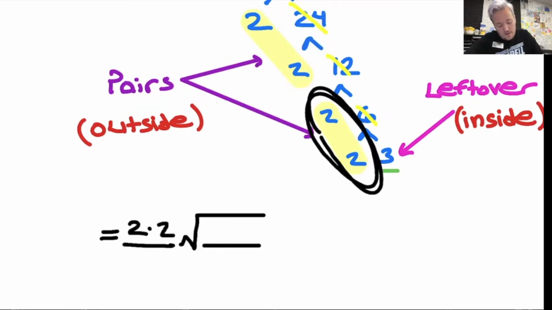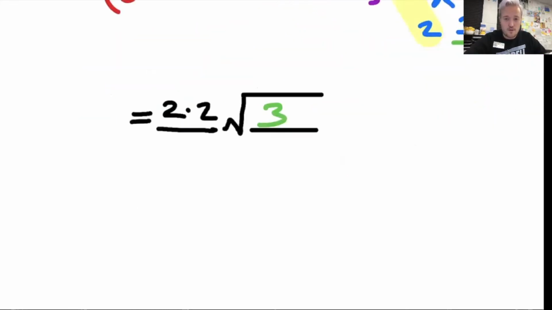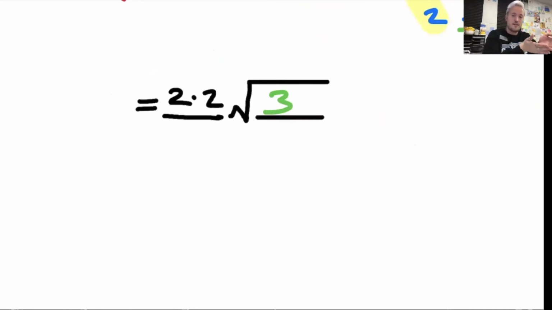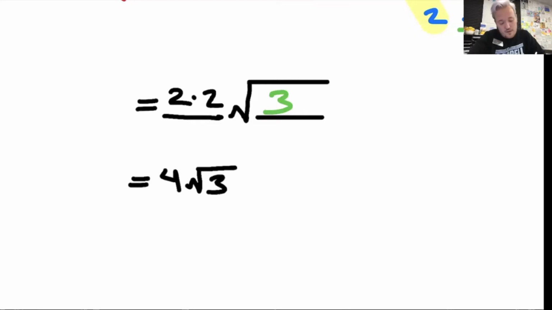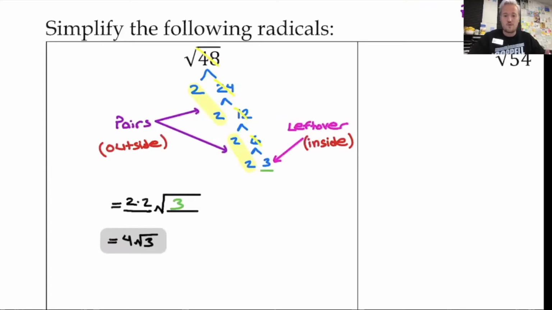All right, and then that leftover number, the 3 over there, is going to go inside the radical. Once you get to this point, you just want to simplify what you have here. You multiply all the numbers that are outside together, and you multiply all the numbers inside together. So when I simplify, we're going to have 4 root 3. This is our simplest radical form. So what we're doing is writing each of these radicals in simplest radical form.